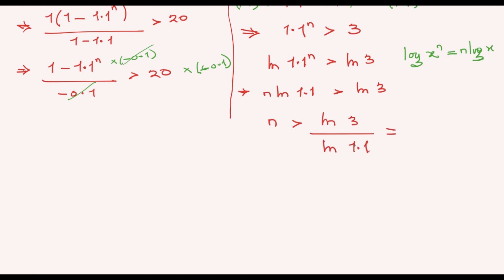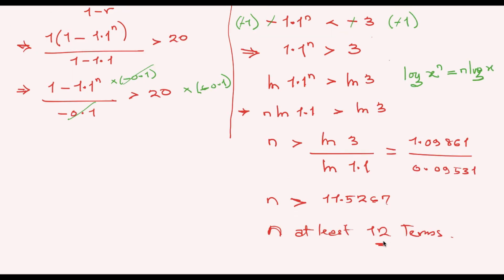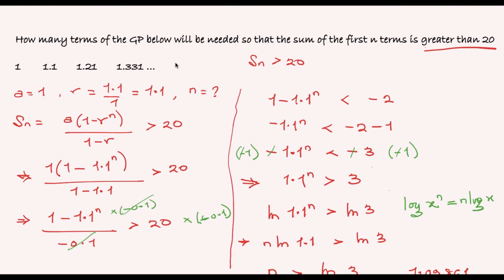And so if you evaluate this with your calculator, you find out that the ln of 3 is equal to 1.09861, and the ln of 1.1 is equal to 0.09531. So n is greater than 11.5267, because this divided by this is 11.5267. So which means that if n is greater than 11.5267, we have to have that n should be at least 12 terms. So we need at least 12 terms for the sum of our geometric progression to be greater than 20.